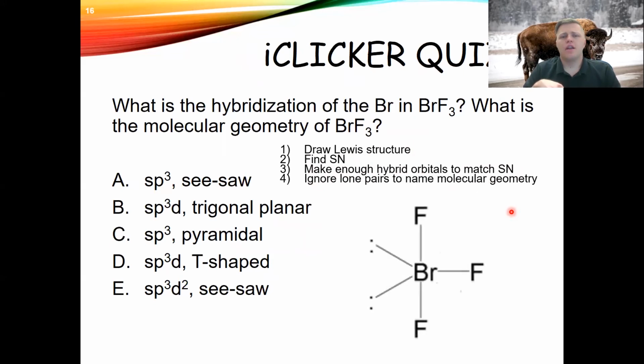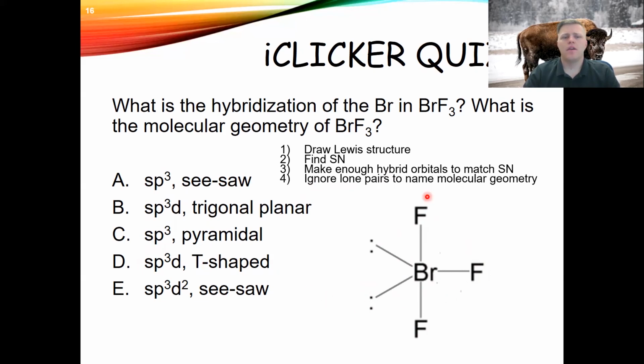All right, you should have gotten a Lewis structure that looks like this, with bromine in the center, connected to 3 fluorines, and bromine should have 2 lone pairs on it. This corresponds to a steric number of 5, so our hybrid orbitals need to have 5 letters in them. That would be s, p, p, p, d. So our hybrid orbitals need to be sp3d. Our answer is either going to be B or D here. Those are the only ones with sp3d hybridized orbitals.